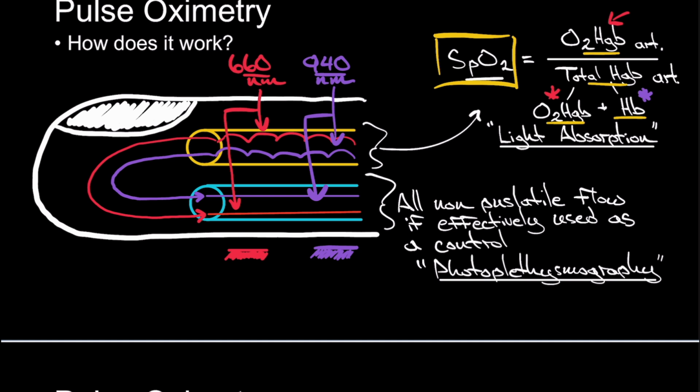Now, the pulse oximeter can determine if your blood is pulsating or non-pulsating. And that's important because then it can actually determine if it's looking at the arterial pulsating blood, or if it's looking at the venous non-pulsating blood. It does this through a process called photoplethysmography. That's just where it can see the volume changes with the pulsation.